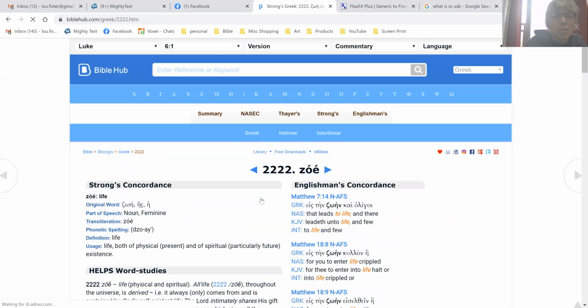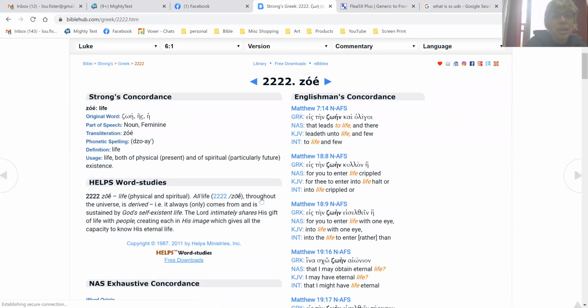So if I go see the real word, this is where it just blows up for you. Life, both physical present and of spiritual, particularly future existence. So that's life here and life eternal. And you look at the actual word study: life, physical and spiritual, all life throughout the universe, and you can read all that. But anyways, I land here often, and that's all I know.